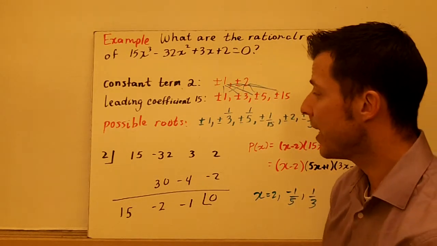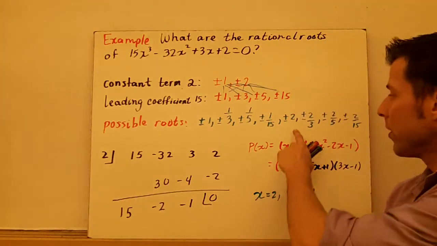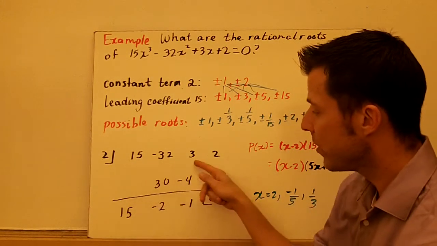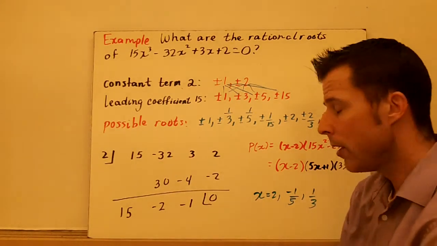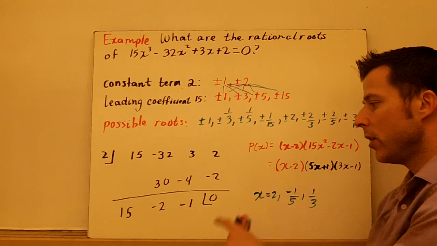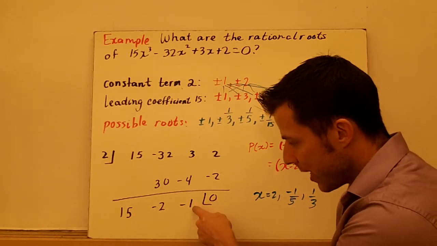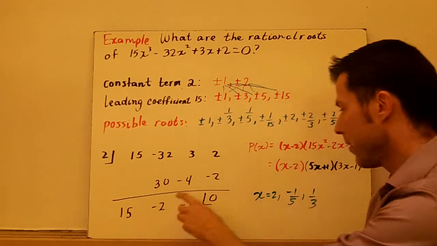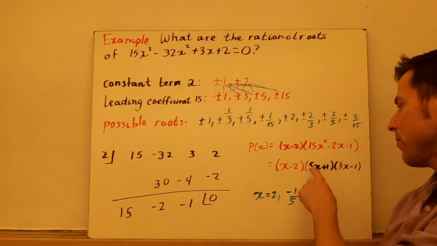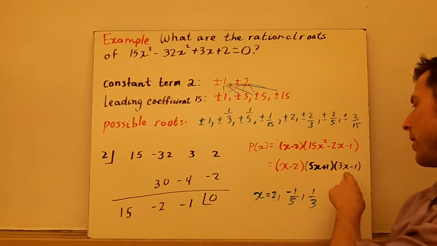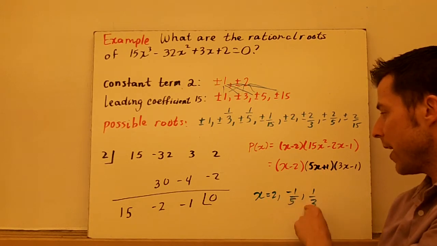I went a little further. I checked one of my possible roots. I checked positive 2 over here, and I used synthetic division, and I have a remainder of 0. So if 2 is a zero, x minus 2 is a factor. What's left? Remember, remainder, constant, linear, quadratic. So I have a quadratic polynomial. That factors, using our techniques from chapter 4, into 5x plus 1 and 3x minus 1, giving me the zeros of 2, negative 1/5, and 1/3.